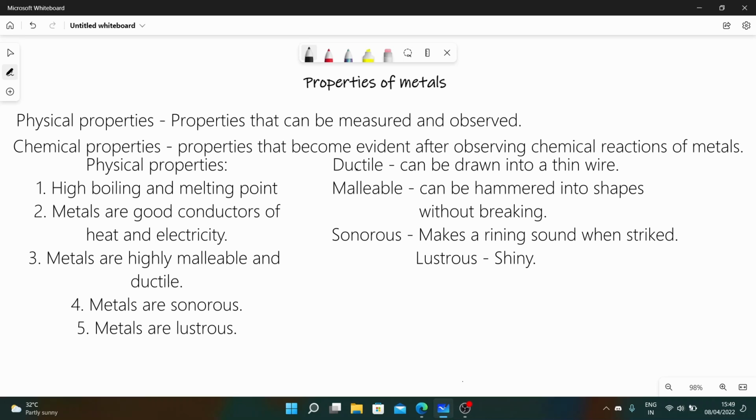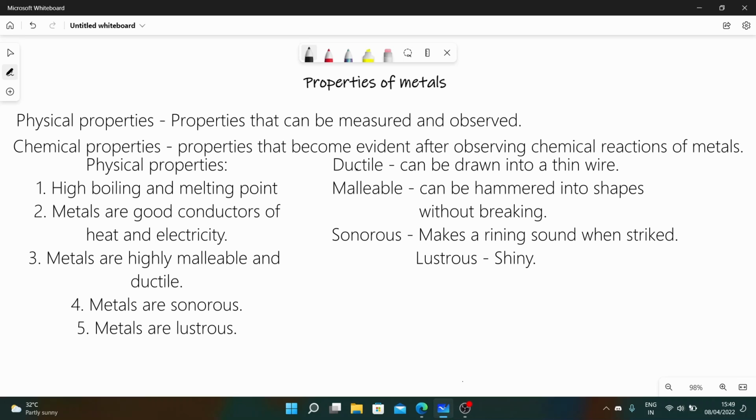Now that we have discussed all the physical properties of metals, let's look at some real-life applications. We all know wires are used to distribute electricity. The wires that are used most commonly are copper wires. We use copper wires because copper is a really good conductor of electricity because it's a metal.